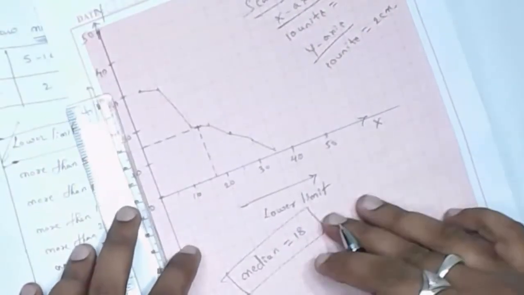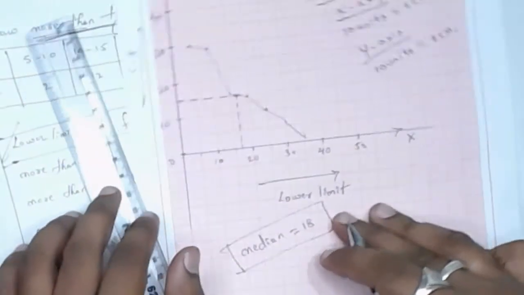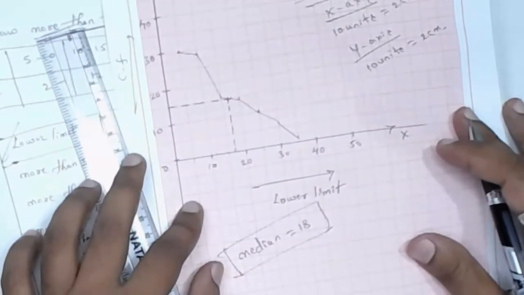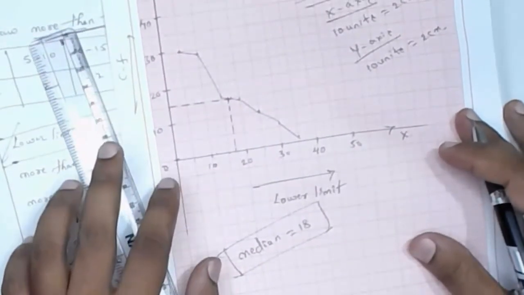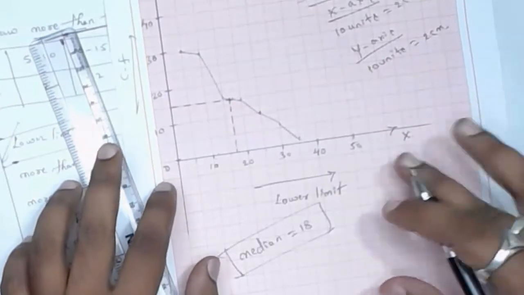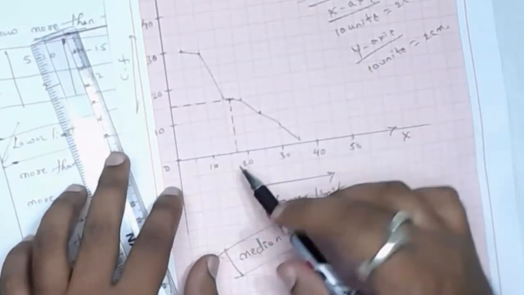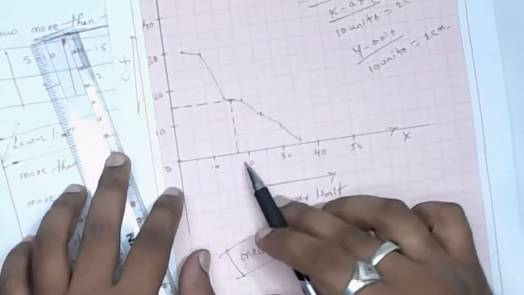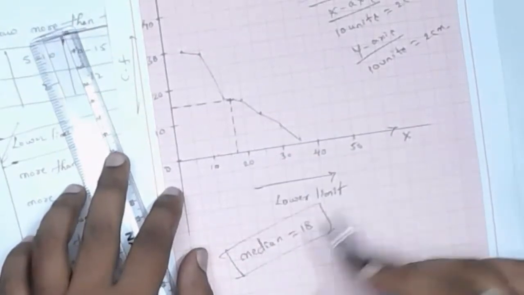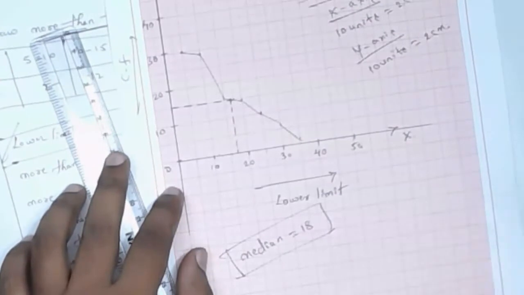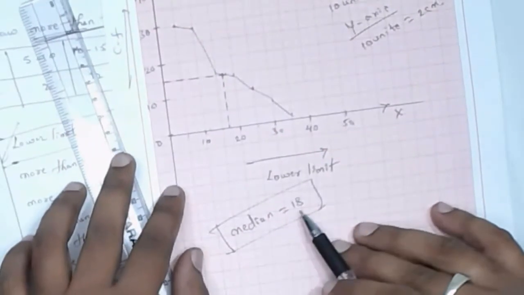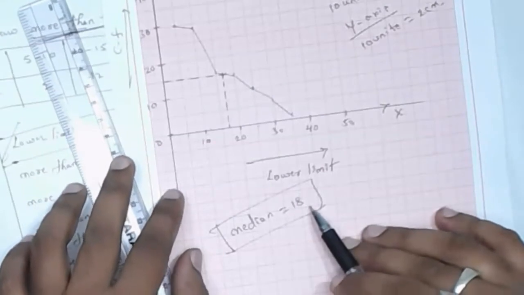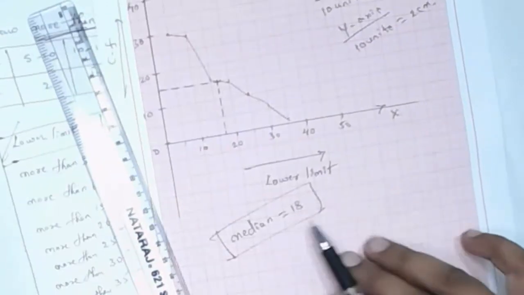Okay, but when you solve by using formula, maybe you may get 17.5, 17.6, somewhere 18.5 maybe, but you should not get major difference. Okay, 17, 18, 19, no issue. Between that, if you get any number, no problem. But according to this, median equals 18 we are getting. Understood?